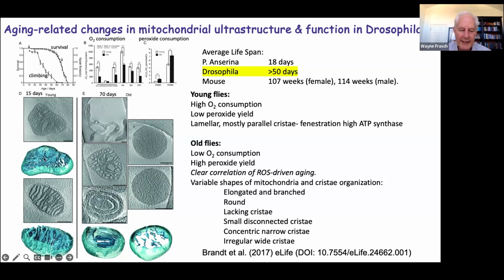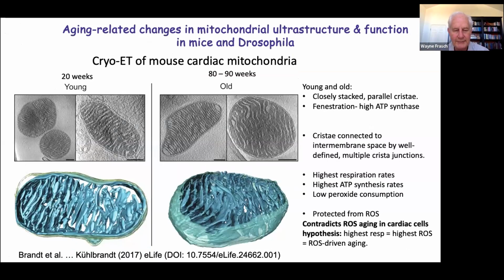But in the old flies, now what happens is that you have low oxygen consumption, high peroxide yield, and it's a clear correlation of the ROS-driven aging. And now you end up getting a very different structure here, where your cristae sort of circularize and they have big holes, and now then ultimately they fragment. They can be elongated, branched, round. They can lack cristae altogether. Anyway, there's a clear correlation of how this aging occurs.